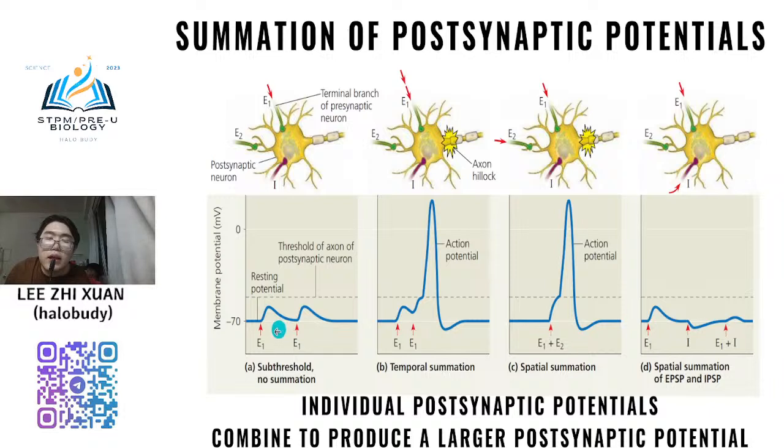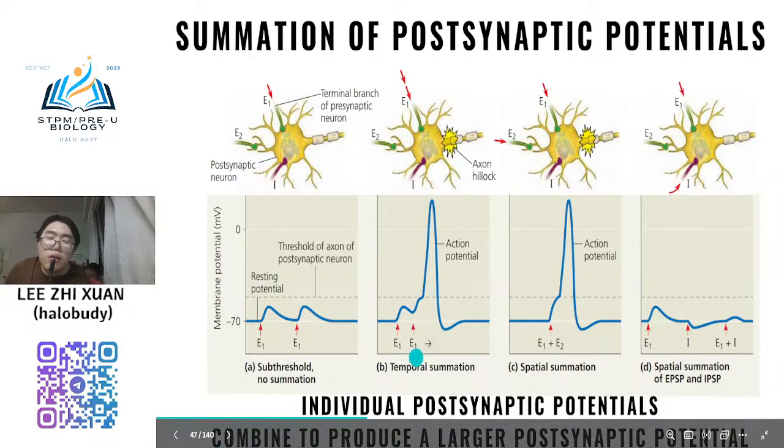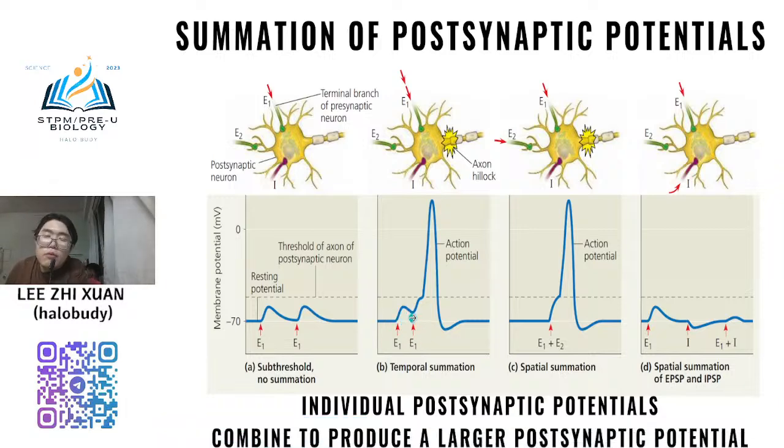Also cannot trigger the action potential. Only when your membrane potential reaches the threshold level will it trigger the action potential on the postsynaptic neuron. So how to trigger it?